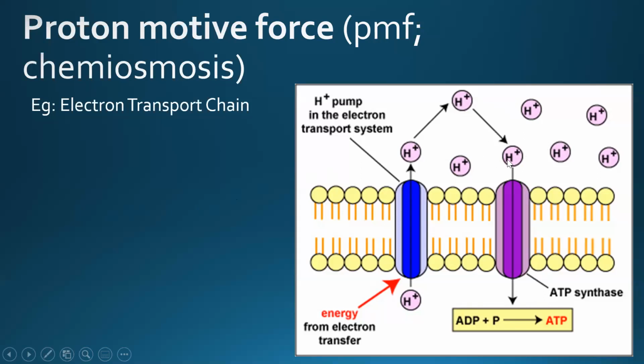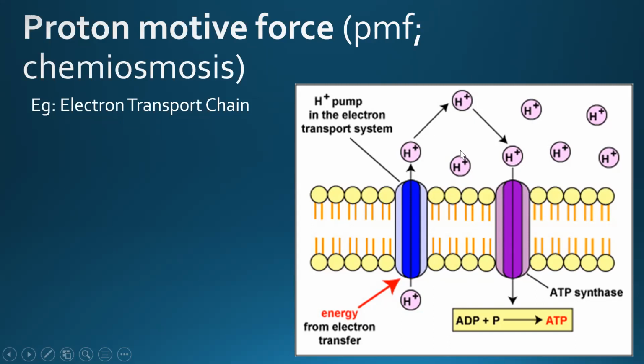Now, from what we talked about transport across membranes, what do you want to happen when you have a high number of molecules on one side of the membrane? Exactly. You want the molecules to cross the membrane due to the law of diffusion. You want to go from an area of high concentration to low concentration until equilibrium is reached.